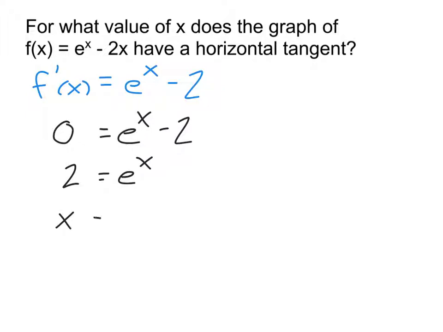So x equals the natural log of 2, which we then can actually calculate. Now if you dug out your calculators and plugged that in, you would find that x is about 0.693, and it's a decimal that of course goes on forever and ever. But we get about 0.693. So at that particular x value, that's where we end up finding that the tangent is horizontal.